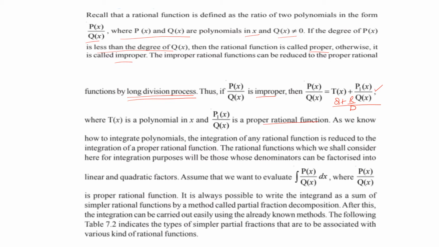As we know how to integrate polynomials, the integration of any rational function is reduced to the integration of a proper rational function. The rational functions which we shall consider here for integration will be those whose denominators can be factorized into linear and quadratic factors. Assume we want to evaluate the integral of p(x)/q(x) dx, where p(x)/q(x) is a proper rational function. Then it is always possible to write the integrand as a sum of simple rational functions by a method called partial fraction decomposition. After this, integration can be carried out easily using the already known methods.